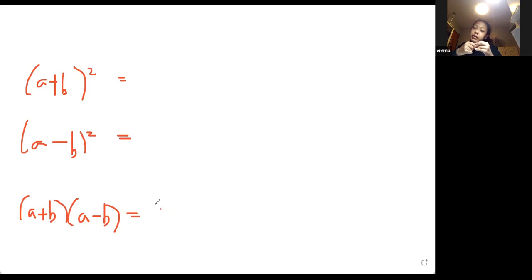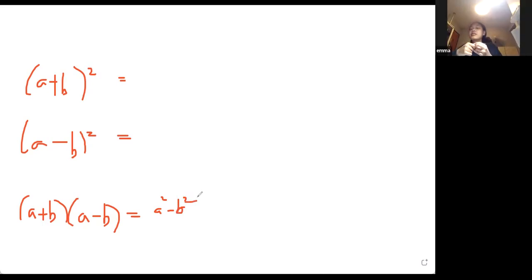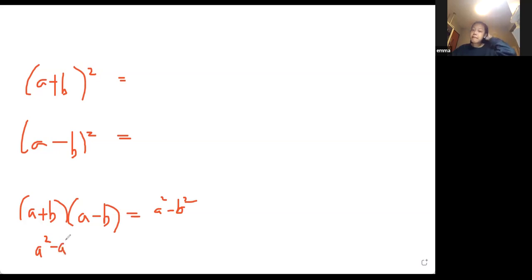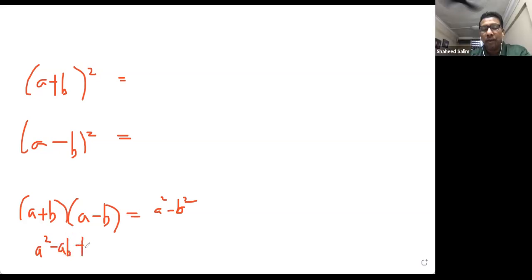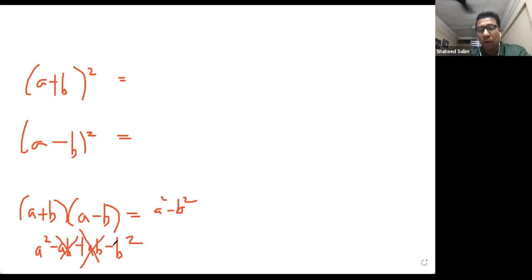A square minus AB. Okay, but actually, if I shorten the whole thing, it'd be like that. Do you remember? Does it come back to you? But you're correct. Let's say A squared, then minus AB, then plus AB, and then minus B squared. So these two will cancel out. This is one pattern. Are you okay?